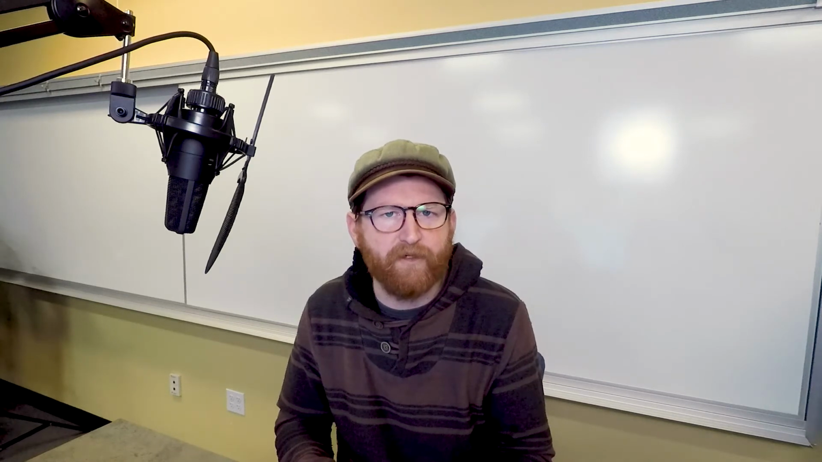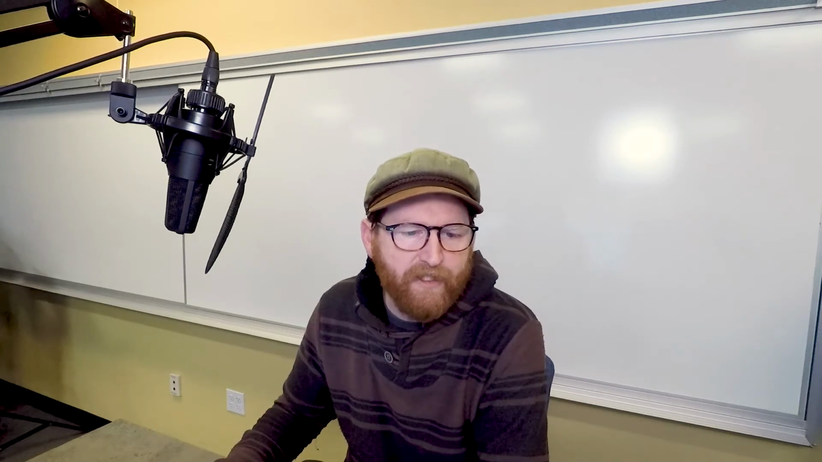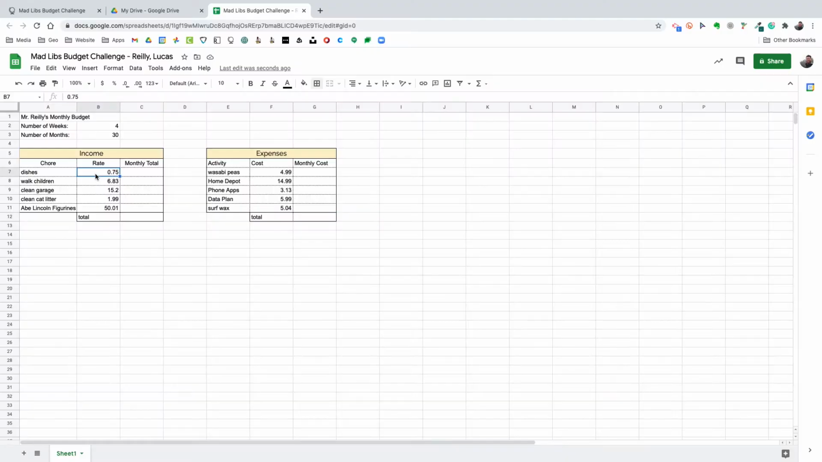The first thing we're going to do is calculate our income. Now take a look here. When we talk about rates, some of these things I get paid for on a daily rate. For instance, washing the dishes, I get paid 75 cents a day, whereas walking the children, I get $6.83 a week. So one of the things that's going to be super important is to know how much I make per month.